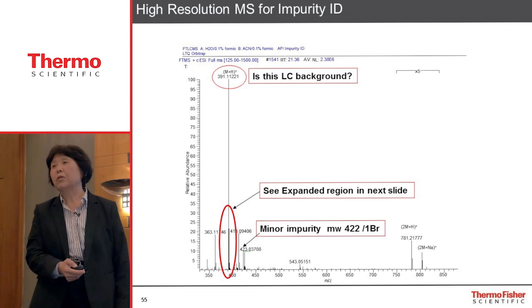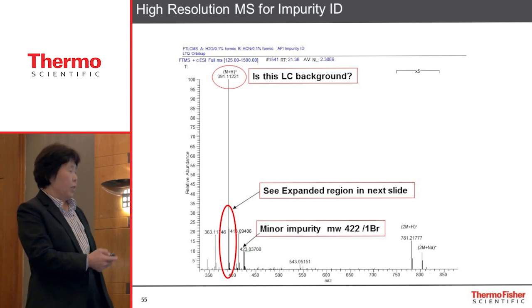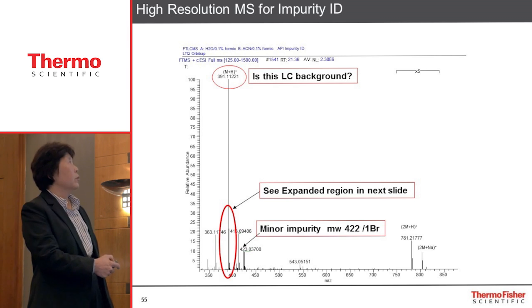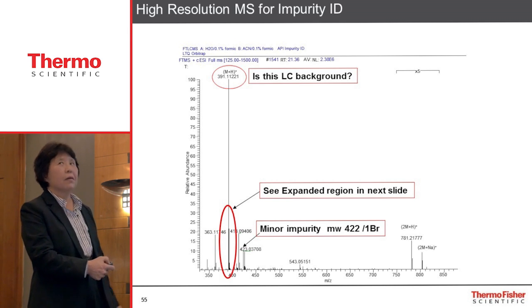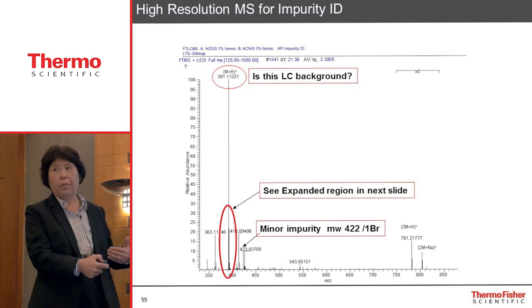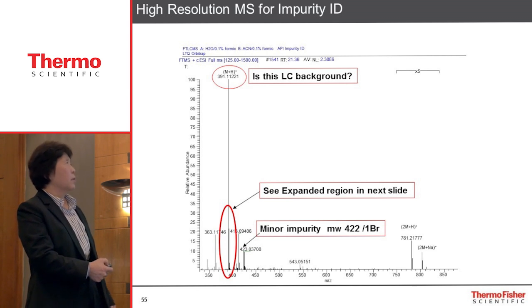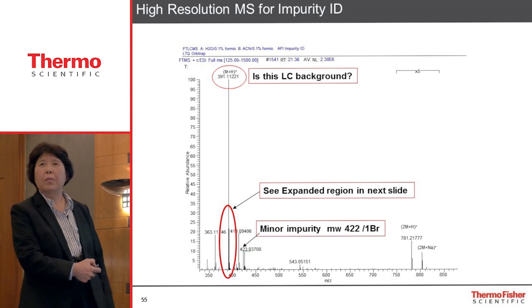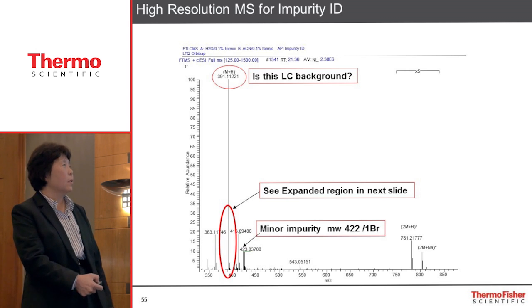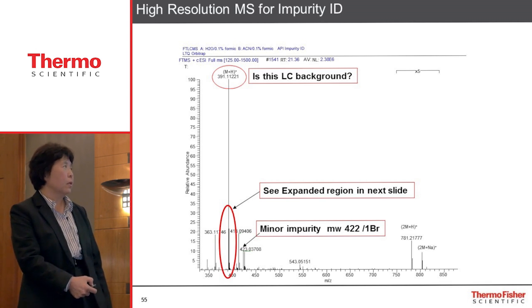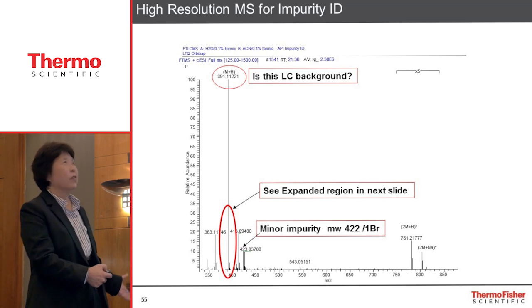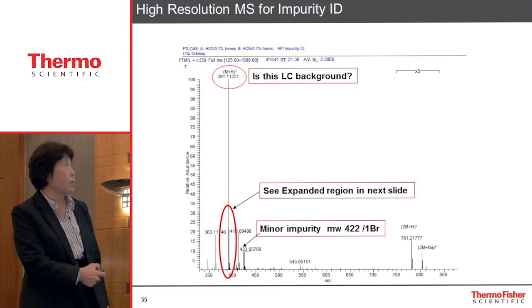Only high resolution mass spec can tell. So this is actually the real problem I had when I worked at Roche Palo Alto. We have this, and right away I said, oh yeah, this is the valley, the common LC background. Look at this dimer, look at this associated. But right away I said, oh, wait a minute, the mass doesn't match.